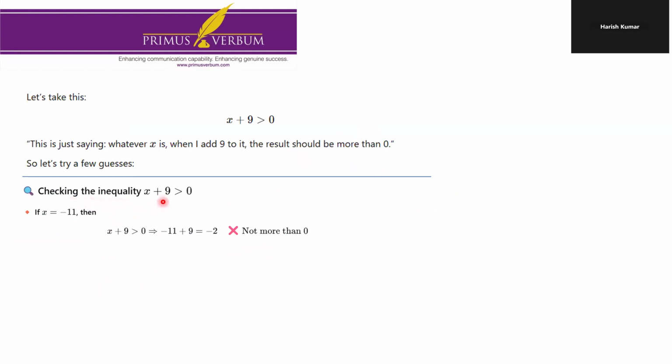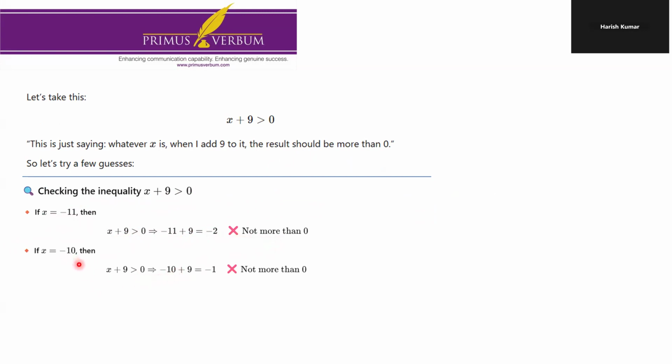Now, checking the inequality x plus 9 is greater than 0, let's try with x is equal to minus 11. Then x plus 9 greater than 0 becomes minus 11 plus 9, which is equal to minus 2. And a minus 2 is not more than 0. So let's try x is equal to minus 10.